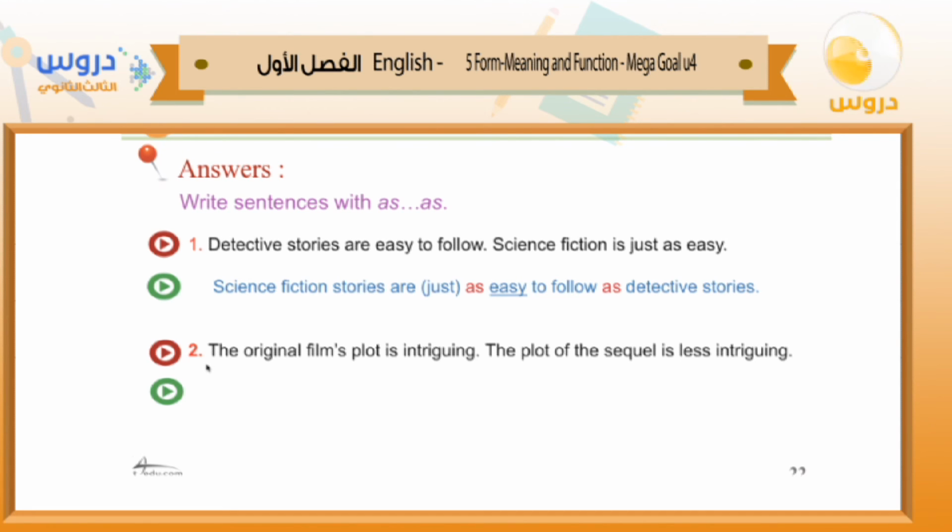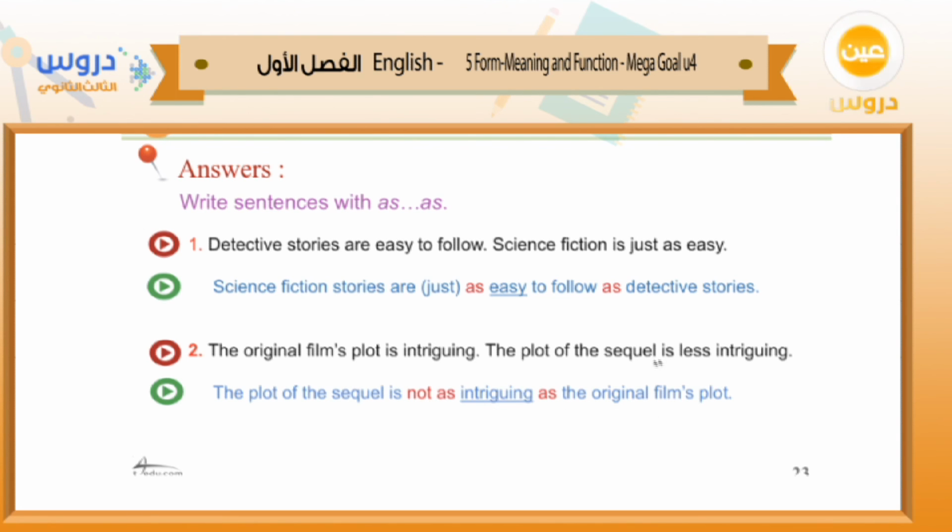Okay? Number 2, the original film's plot is intriguing. The plot of the sequel is less intriguing. Intriguing here means curious, or amusing. The original film's plot is intriguing, so how can we use as? And here we have the plot of the sequel is less intriguing. They are not equal. We can say that the plot of the sequel is not as intriguing as the original film's plot. Here we have not as, because we see less, okay?